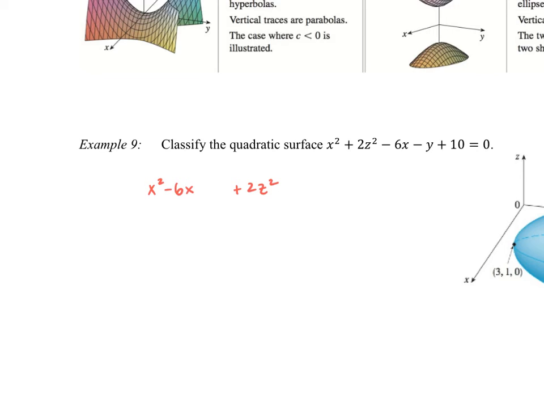So I'm going to do this. Actually, hold on here, back up. This is equal to y, and then I'm going to subtract 10. So what I'm going to do is take x squared minus 6x. I'm going to add 9 to complete the square, and that means I'm going to add 9 to the right side to balance the equation. So I'm tweaking it a little bit. This gives me x minus 3 squared plus 2 times z squared, which is equal to y minus 1.